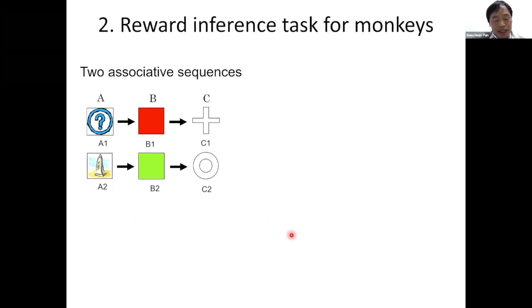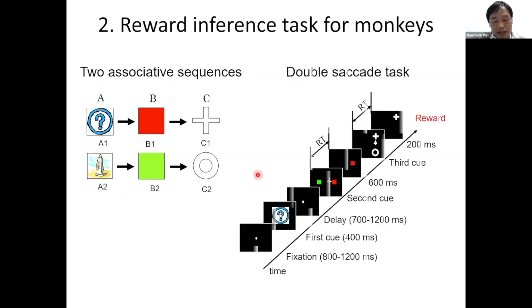So we designed this task for the monkey. We let the monkey learn two associated stimulus sequences. For example, A1 is associated with B1 and C1, and A2 is associated with B2 and C2. The monkey learned those associations in what we call the double cycle task. For example, in this trial, A1 is presented first. Then after a delay, B1 and B2 are presented. The monkey has to choose B1, then C1 to get a reward.